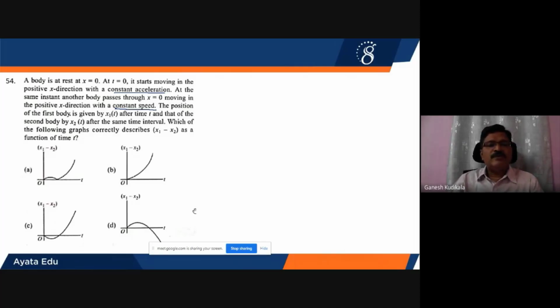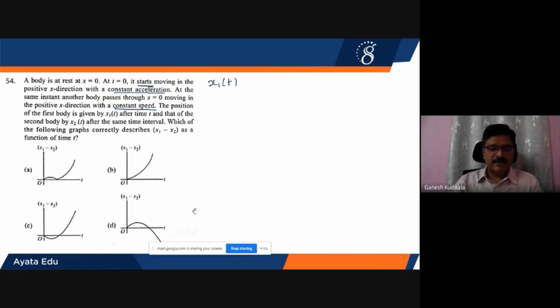The position of the first body is given by x1(t), he said. Let us write out the equation. So x1 is a function of time. Since it is going with an acceleration, it is at t equals 0, at x equals 0, and starts moving.